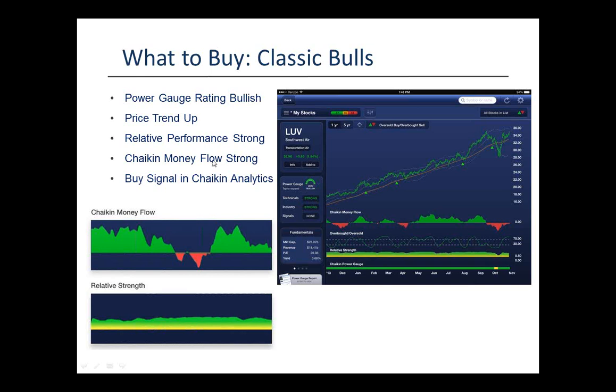We're going to look for strong Chaikin money flow, and when we show you things like money flow or relative strength, you'll notice the pictograph, the visual, rather than a number, so you don't have to remember a number. All you have to do is look for green. All throughout Chaikin in general, green is good, red is risk. And then finally, look for a buy signal in Chaikin Analytics, which are these little green arrows, or if they were red signals, they would be sell arrows that appear on the chart.